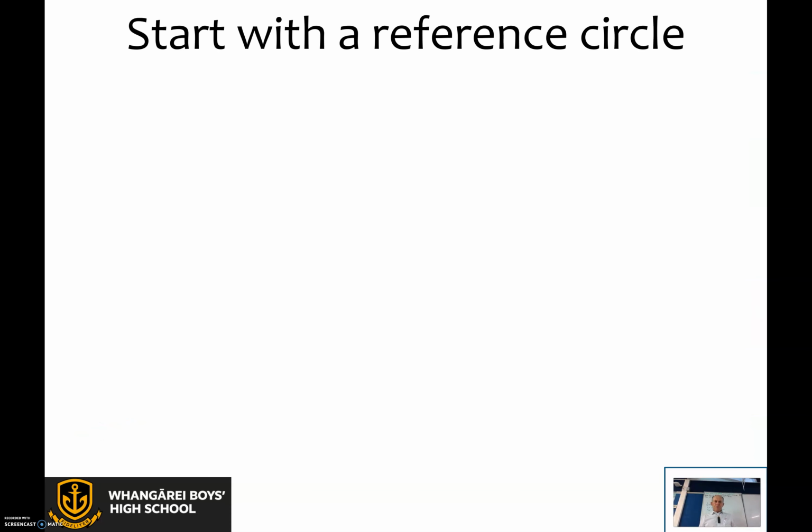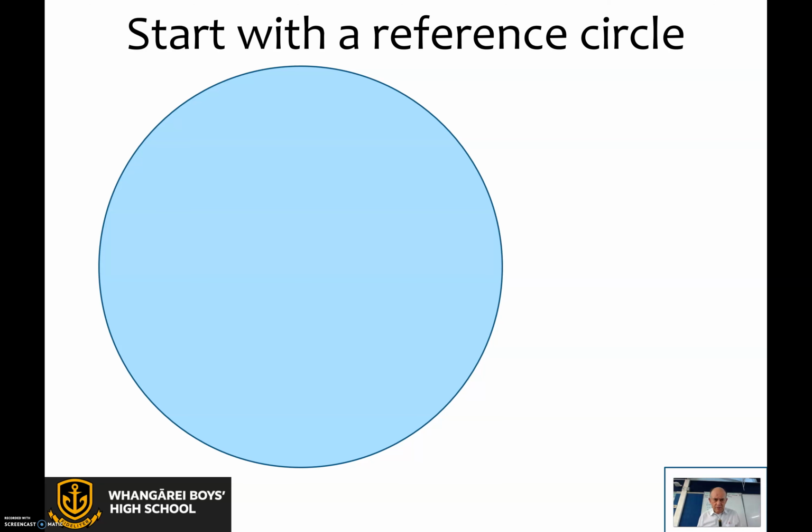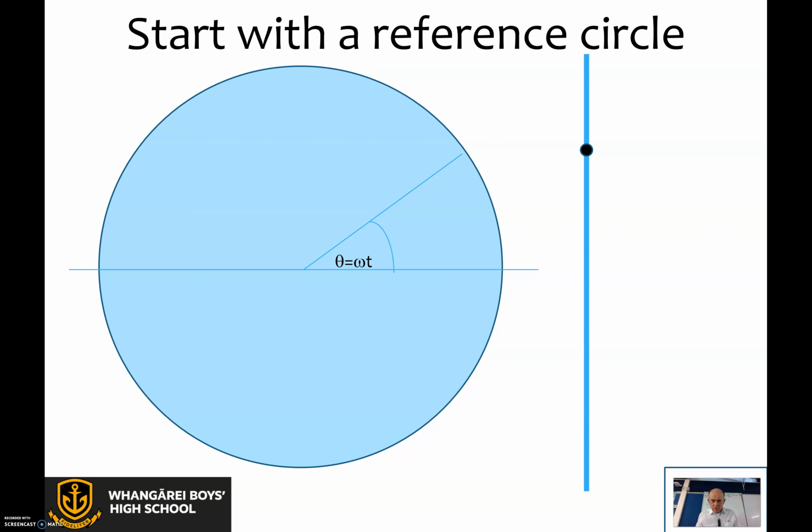So we start with a reference circle, like I did in an earlier video on velocity and simple harmonic motion, even using some of the same graphics. Reference circle there, horizontal there. This is the angle that we've got at the moment: theta is omega t. And then we have our simple harmonic motion oscillator bobbing up and down on that line there. We have the circular motion one there.